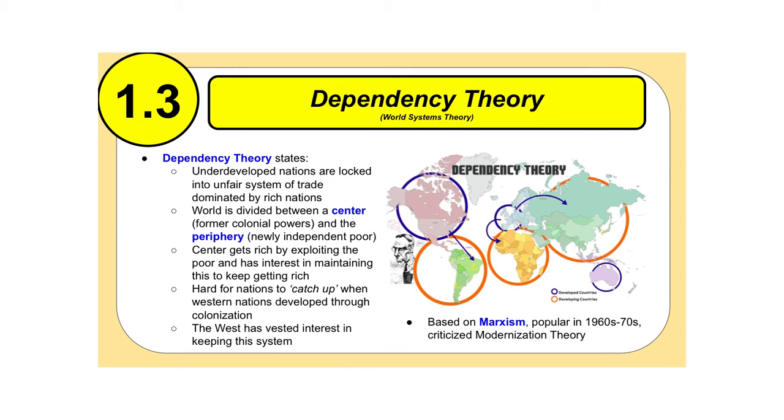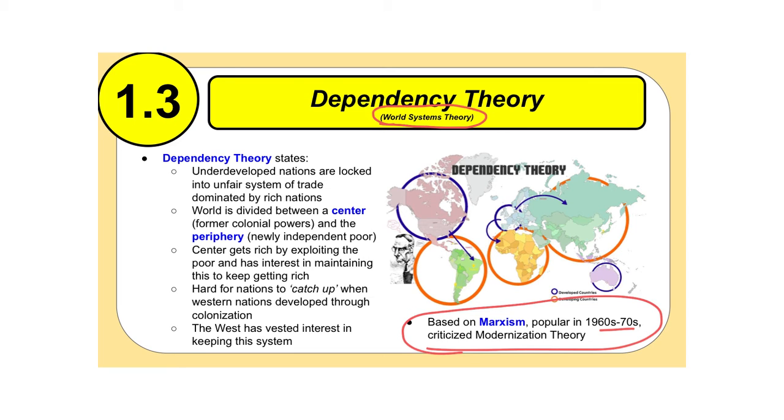So the next theory of development we're going to talk about is dependency theory, which is also known as world systems theory. So if you're seeing a document that mentions this, these are both the same thing. Dependency theory and world systems theory are the same. First of all, dependency theory is based on ideas behind Marxism, and it really became very popular in the 1960s and 70s, and it is a direct contradiction and critique, if you will, of modernization theory.